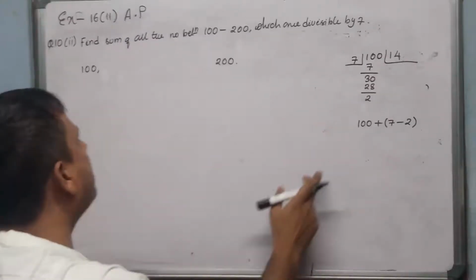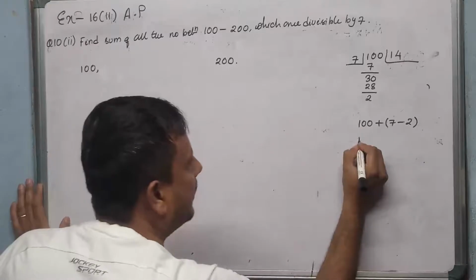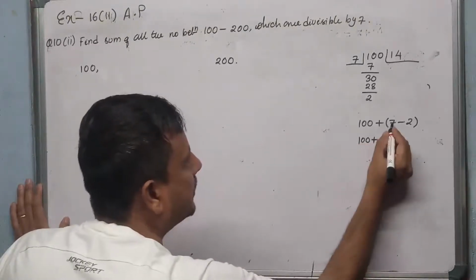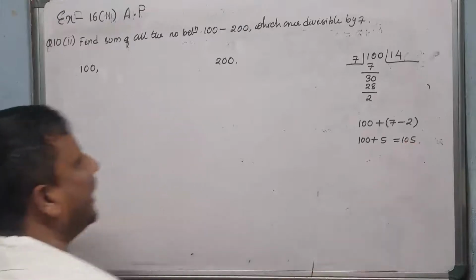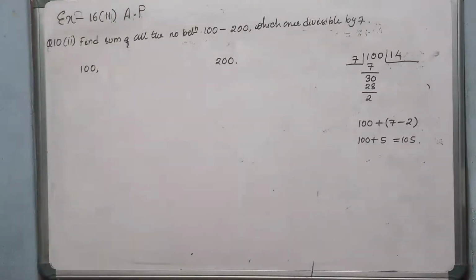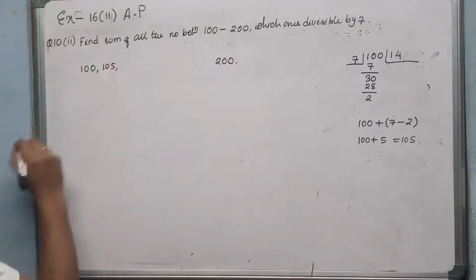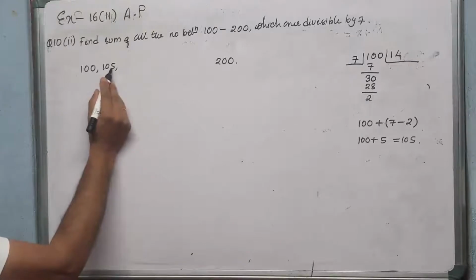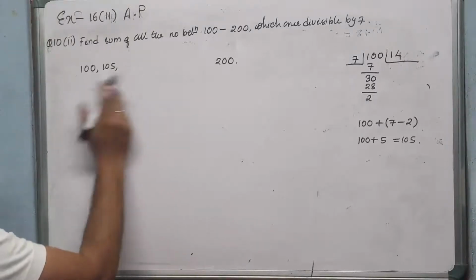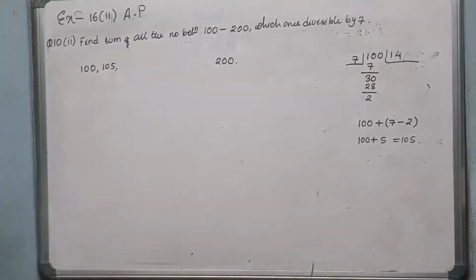If you get any number like 256, easily you can calculate by this method. 100 plus 7 minus 2 is 5, it is 105. After 100, the number divisible by 7 is 105. The next number, you just add 7, the common difference is 7. 105 plus 7 is 112, which is also divisible by 7.